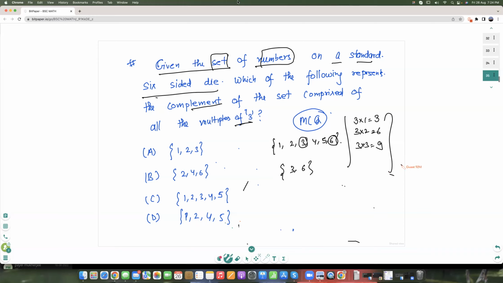Now you need to tell which numbers are in the main set but not in this set, the multiples of 3. So what are those numbers? 1, 2, 4, and 5.